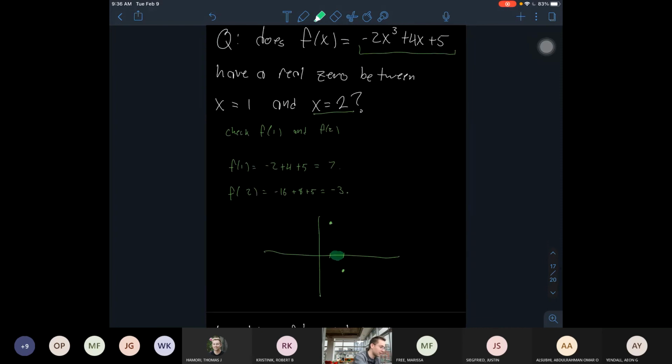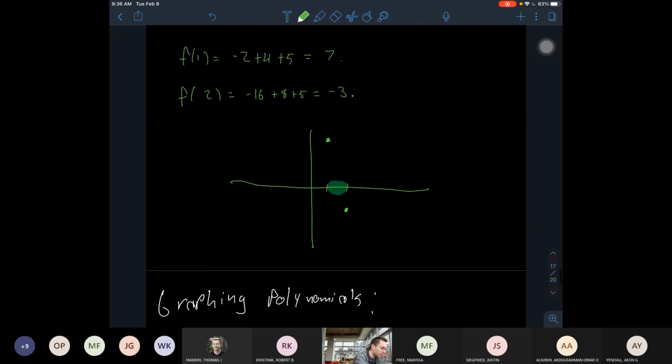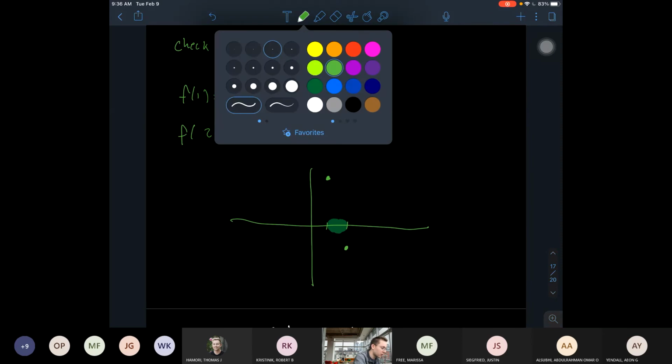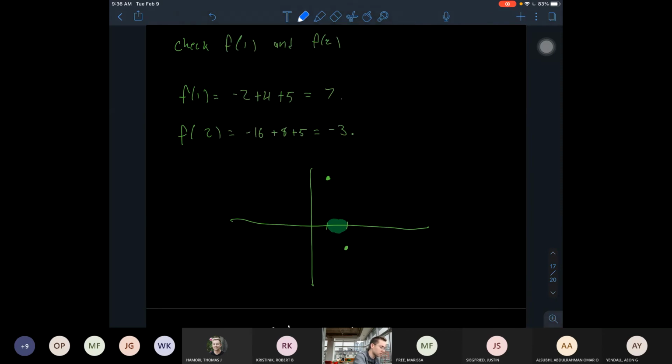It comes from the fact that f of x is a polynomial, right? F of x is a polynomial, and we know that graphs of polynomials are continuous. Okay, so we don't really know what this graph of this function looks like, but we know that we have to draw it without picking up our pencil. So I don't know, maybe it looks really crazy, right?